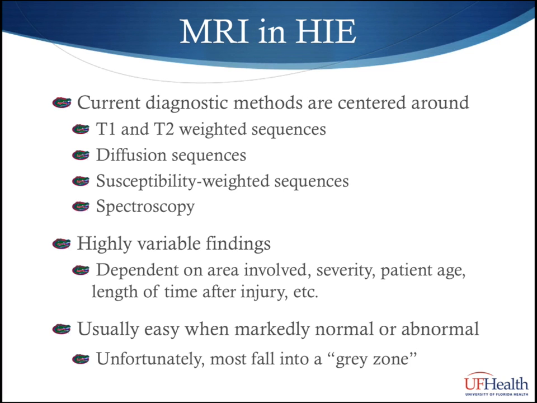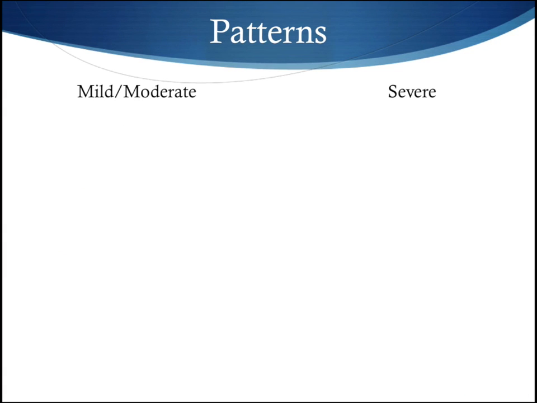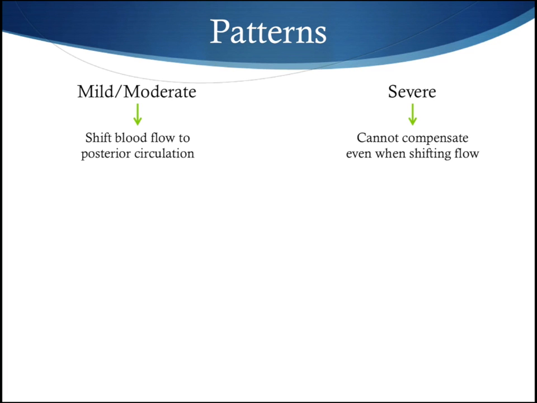The cases are usually easy when they're markedly normal or abnormal. Unfortunately, most of these fall into a gray zone and become quite difficult to interpret. We can make some generalizations about the pattern of injury based primarily on severity and gestational age. I've tried to break up the underlying pathophysiology into a succinct summary that may help better understand the processes underlying HIE. We can start by thinking about injury in two general categories, the mild to moderate hypoxia and the severe hypoxia.